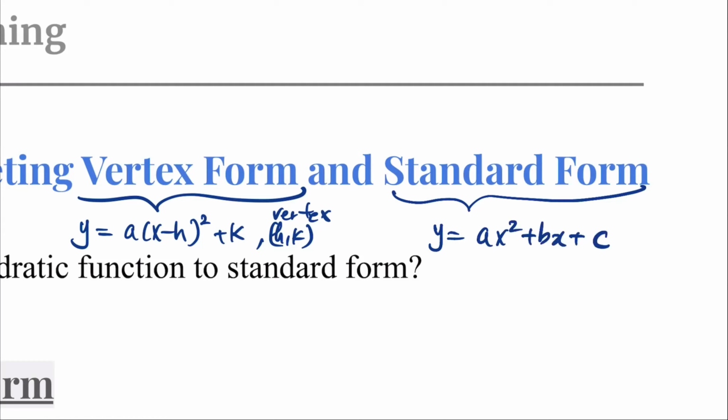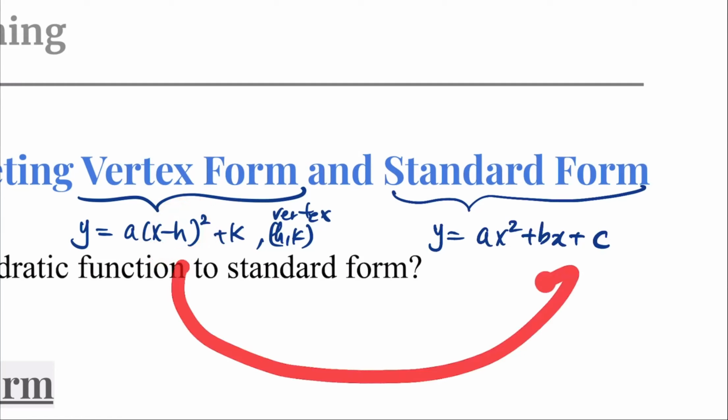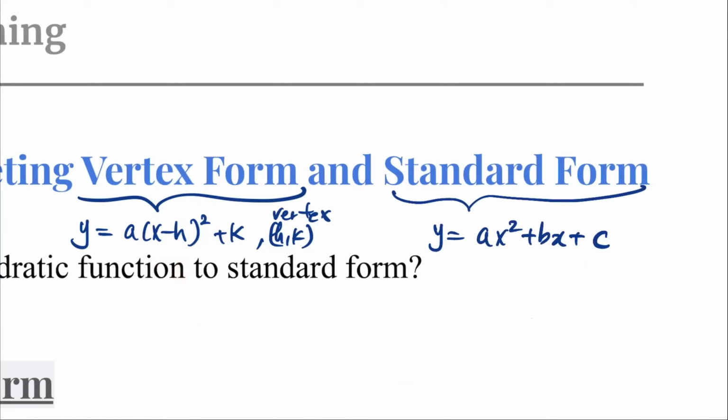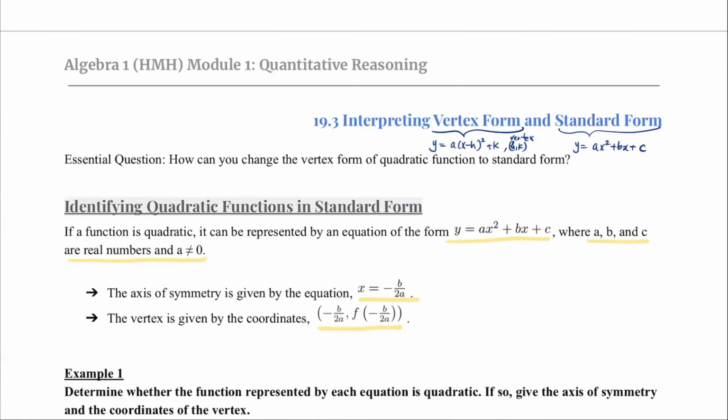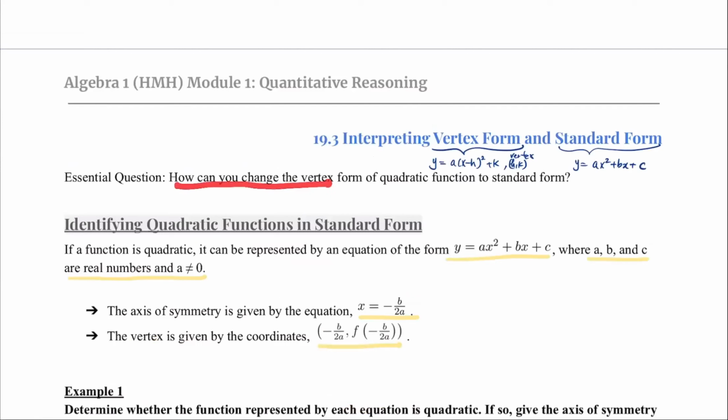As you could sort of imagine, if you expand out this expression and recombine the terms, you'll get that expression. And that's exactly what we're going to do today. Okay. So the essential question today is, how can you change vertex form of the quadratic function to the standard form, right? Could you copy down the underlined parts, please?